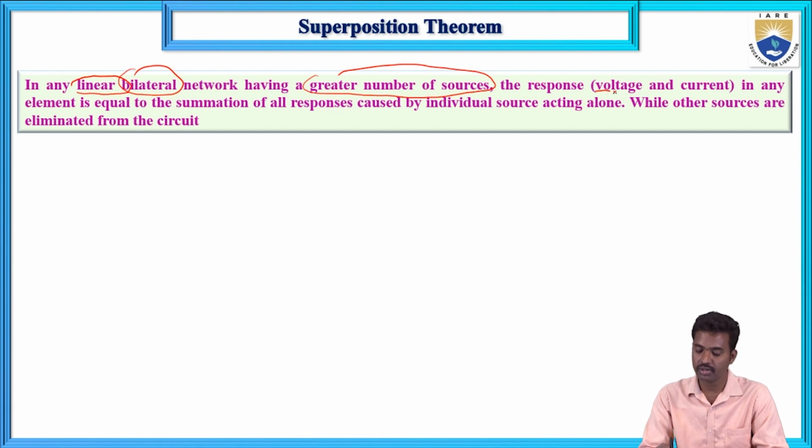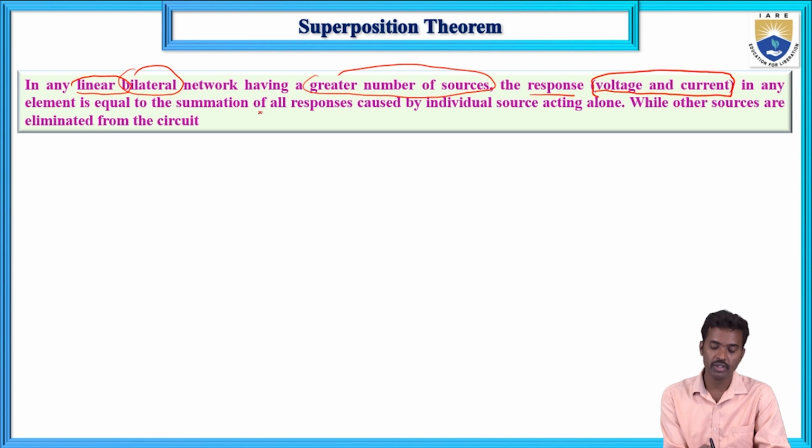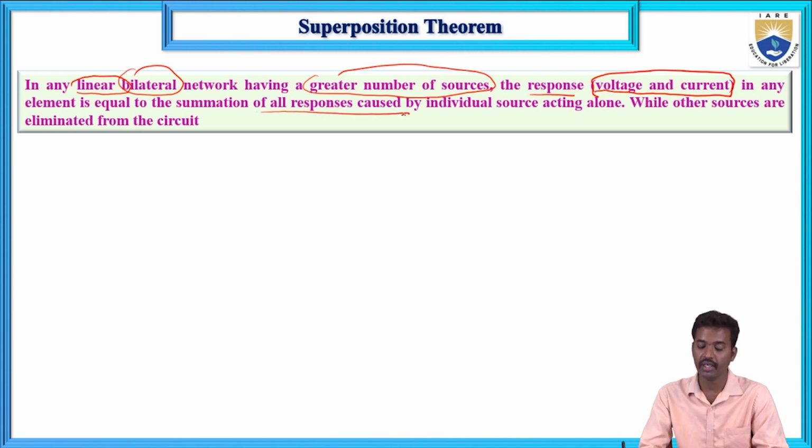The total response in any element, any resistor, inductor or capacitor, equals the summation of all responses caused by individual sources acting alone. In that case, all other sources are deactivated. That means voltage sources are replaced by short circuits and current sources are replaced by open circuits.